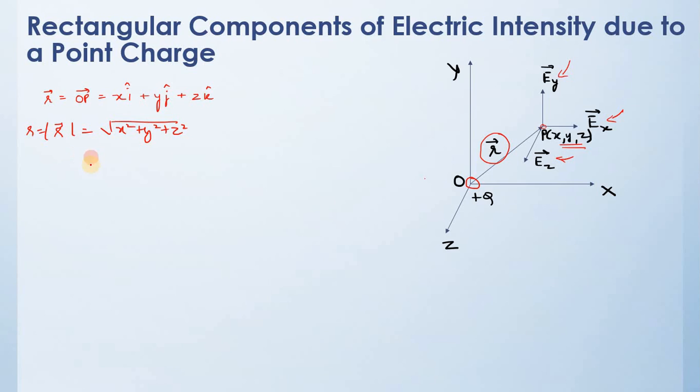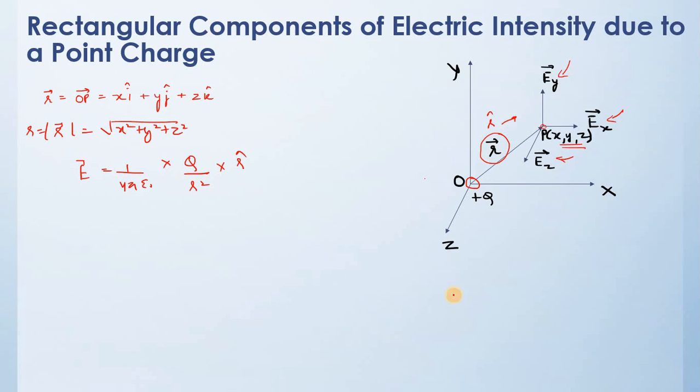Now, what's going to be the electric field intensity at point P? It is going to be given by 1 upon 4 pi epsilon naught multiplied with Q, which is the source charge. Obviously, we do not consider the test charge. Upon r square multiplied with r cap, which is going to give you the direction along the given vector.